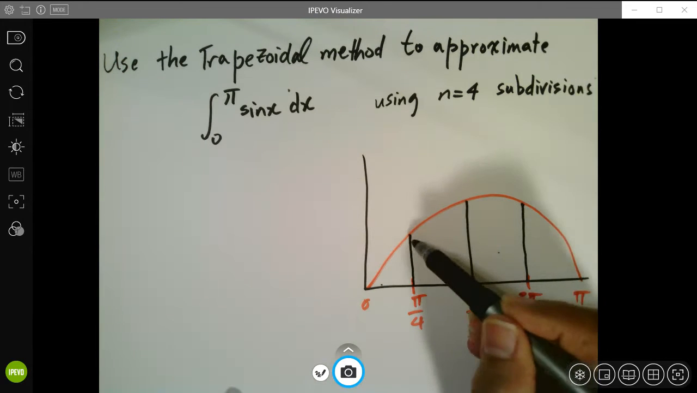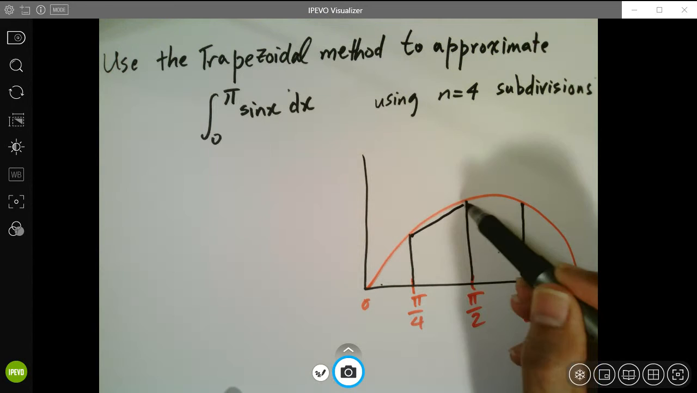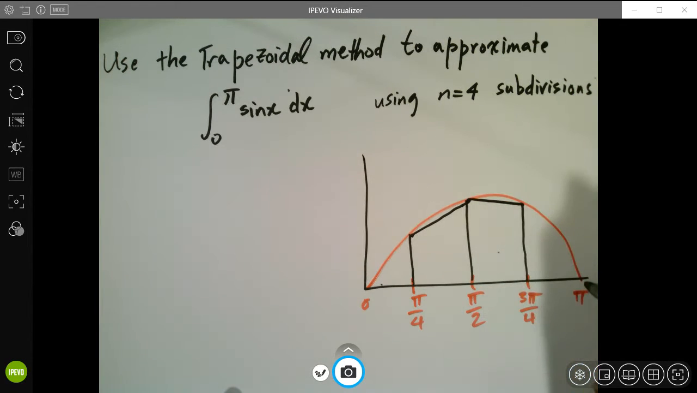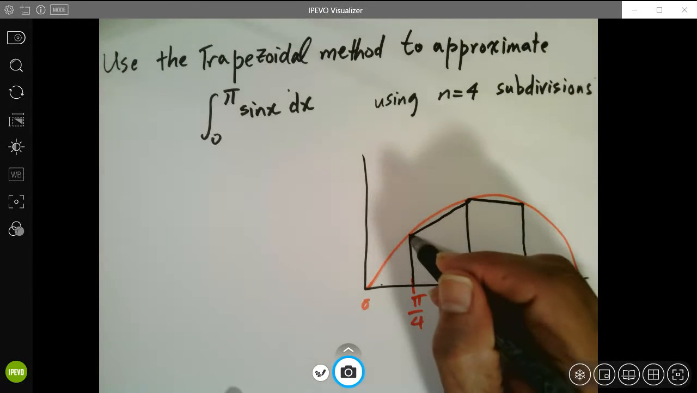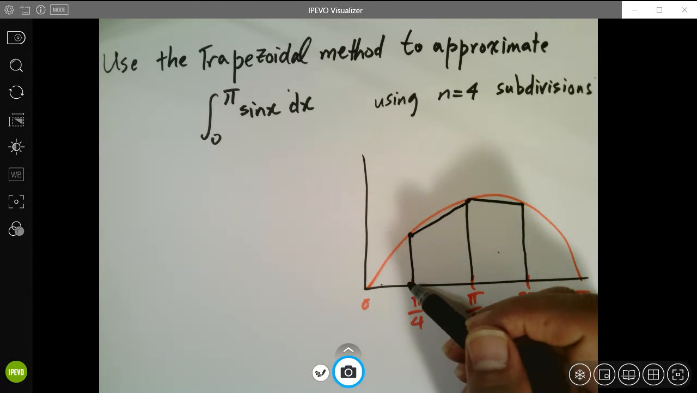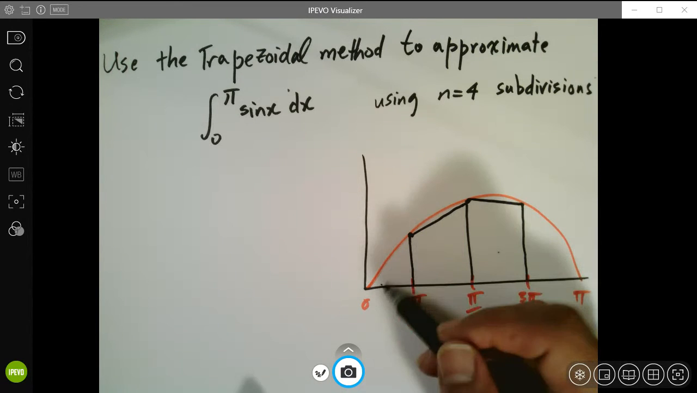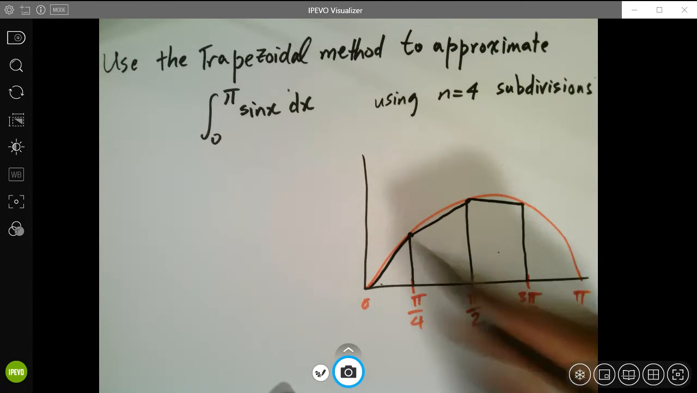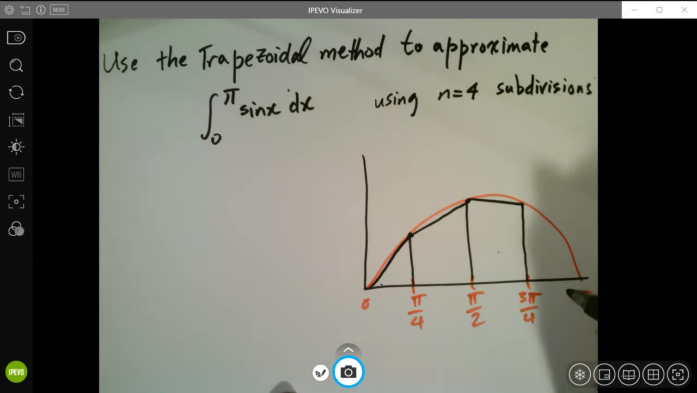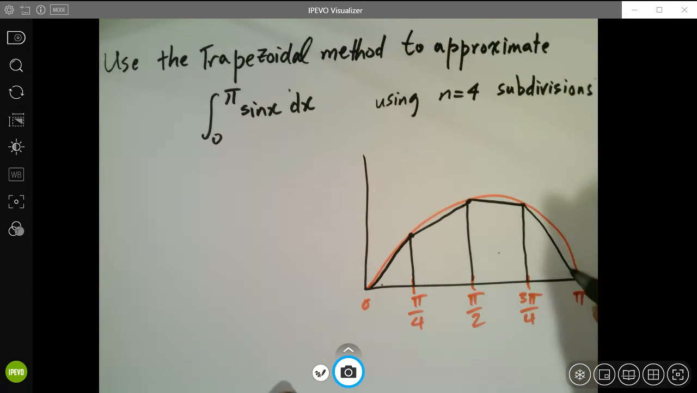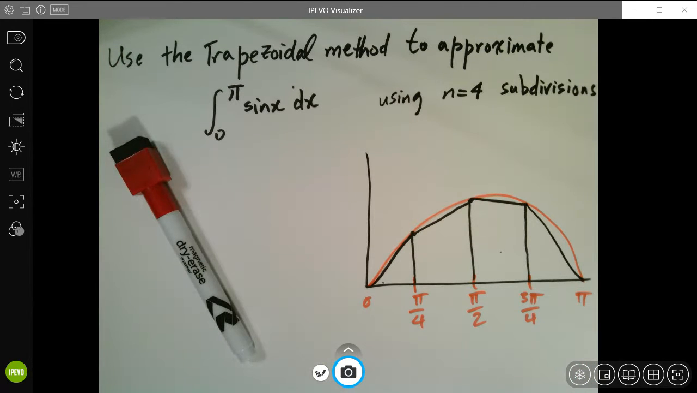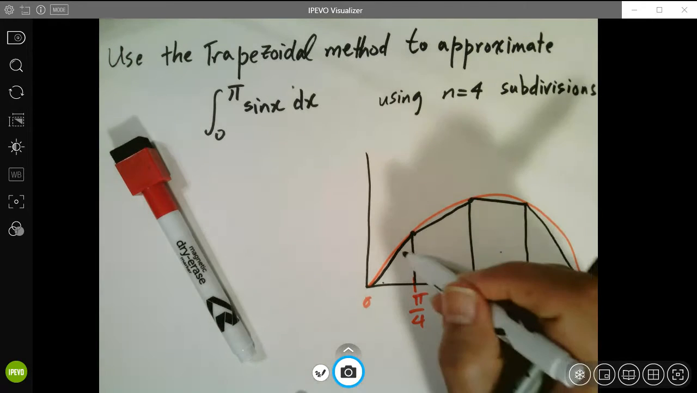So what are the trapezoids? They are here. See, this is one. Here is another one, and this one, and here is another one. And here, the last one will be here. Okay, so then you just have to compute the surface area of these.